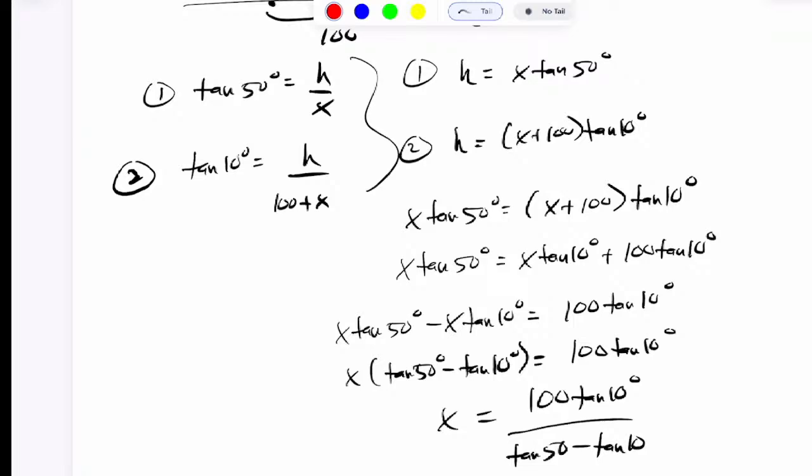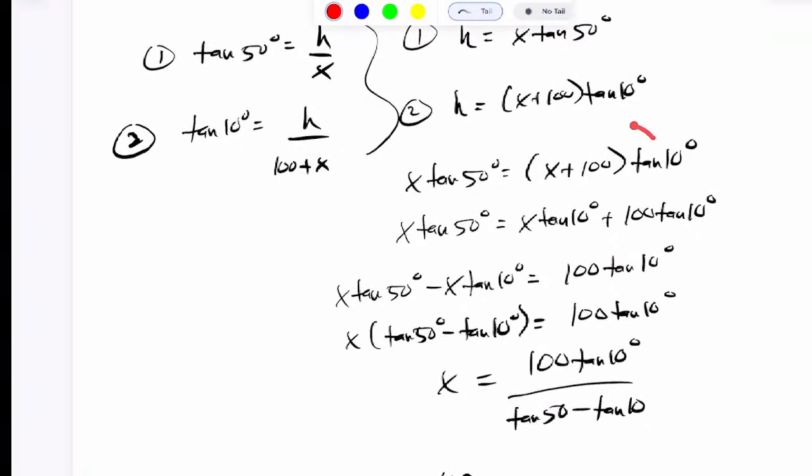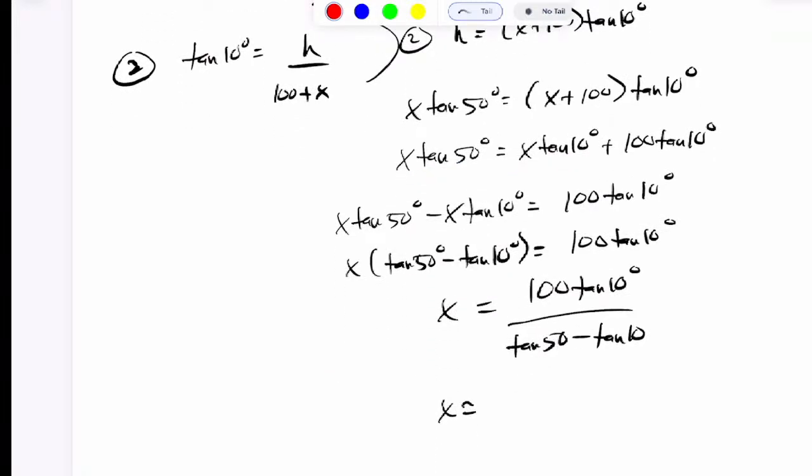So now set these equal, and then I'm distributing the tan 10 into the binomial. X is to one side, factor out the x, divide it out, and then you're going to have to punch all this in on your calculator. It's going to be messy.